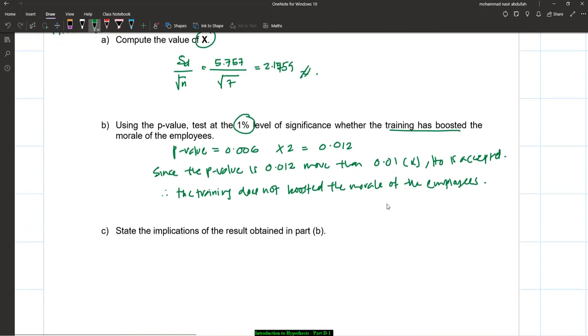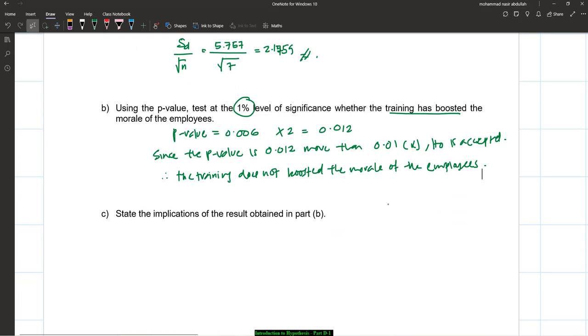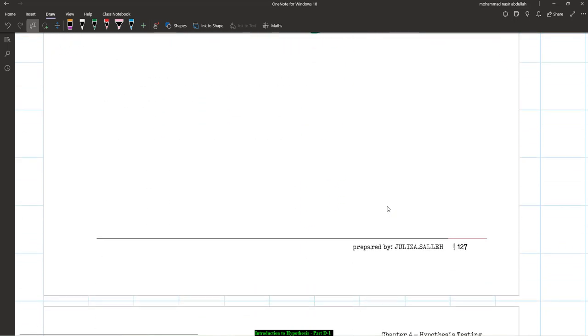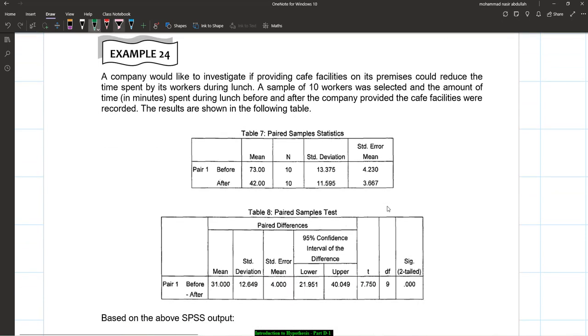right? So state the implication of the result obtained. So this is the implication: the training does not boost the morale of the employees. The company is wasting the money, right? So we can see it like that. Now example number 24.